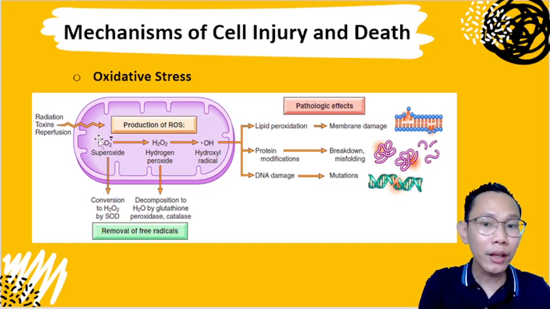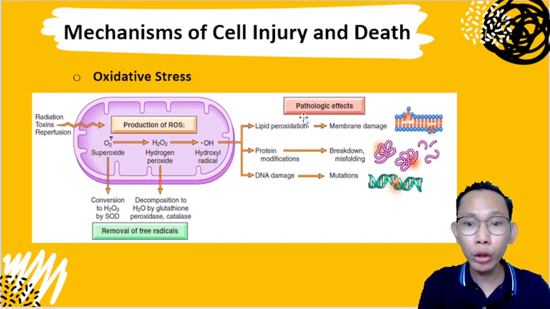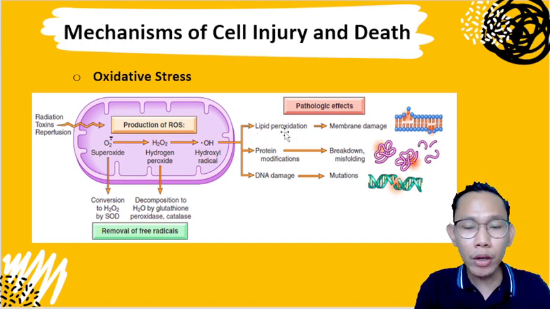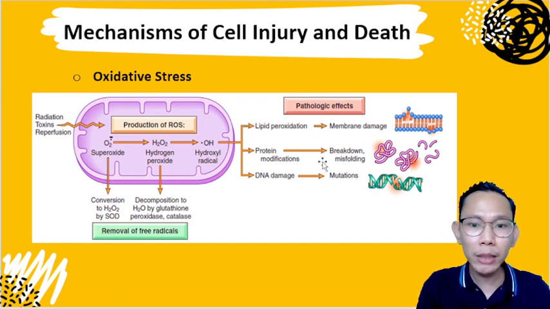What will be the effect of your free radicals? Ito na yung pathological effect of your free radicals. There will be lipid peroxidation. That's why there will be membrane damage. There could be protein modification. That's why there could be breakdown or misfolding. There will also be DNA damage that can lead to mutation. So this is going to be the effect of your reactive oxygen species.